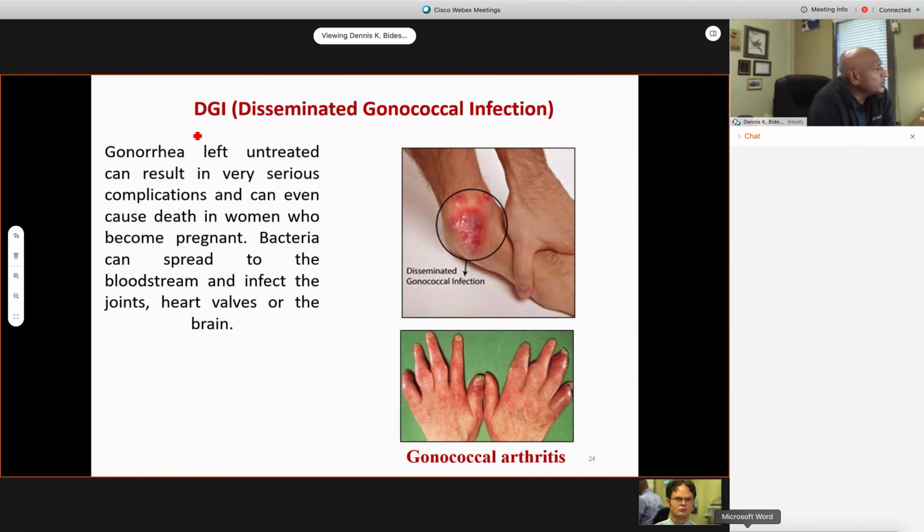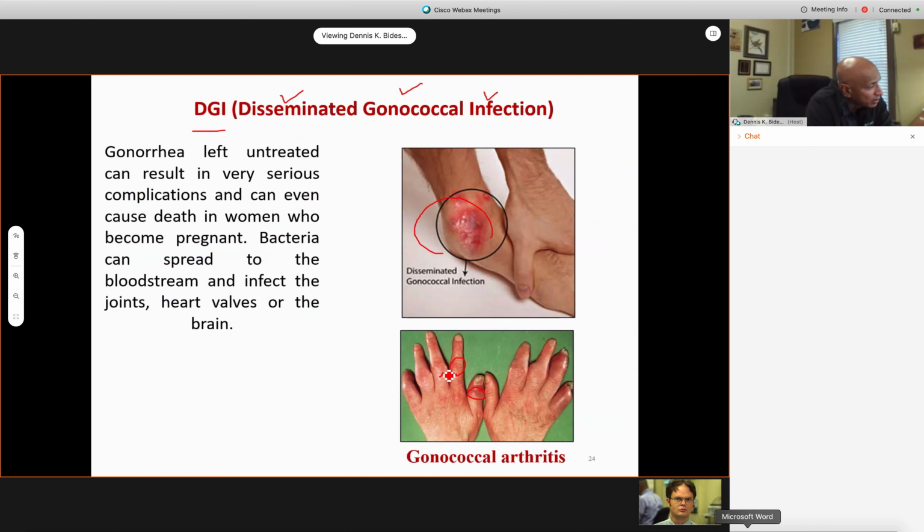All right, there's something called DGI, which stands for disseminated gonococcal infection. Basically, the bacteria can leave a local site, like the genital tract, and then move to other sites. That's not so uncommon either. So in this case, you have an infection here on the foot. In this case, back here, you have it in the joint. So basically, the bacteria make their way all the way to the synovial fluid.